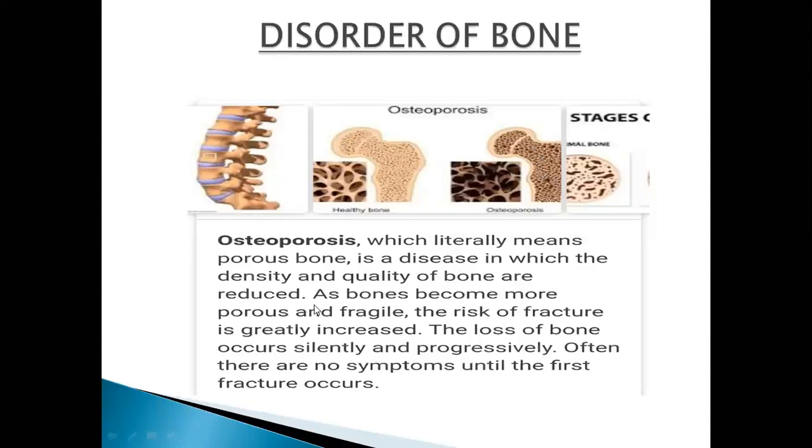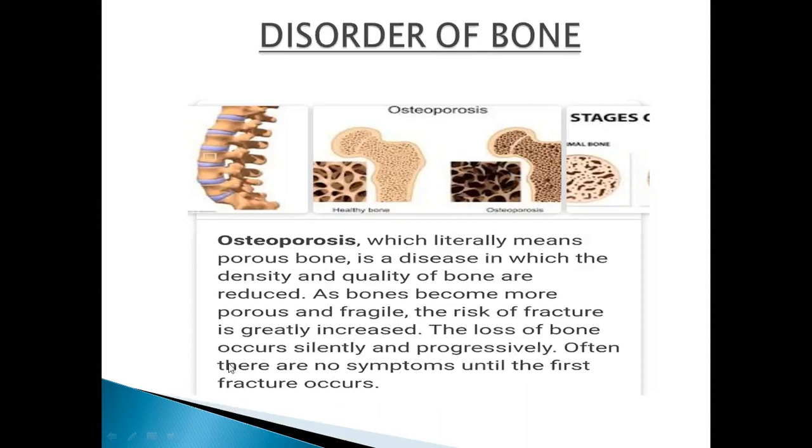As bone becomes more porous and fragile, the risk of fracture is greatly increased. If an old person falls on the road or somewhere else, he has a maximum chance of fracture in the bone. The loss of bone occurs silently and progressively. Often there are no symptoms until the first fractures occur.